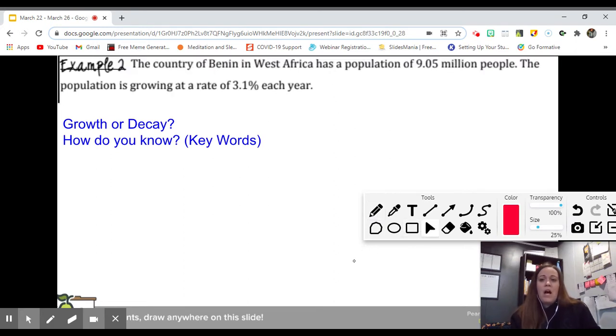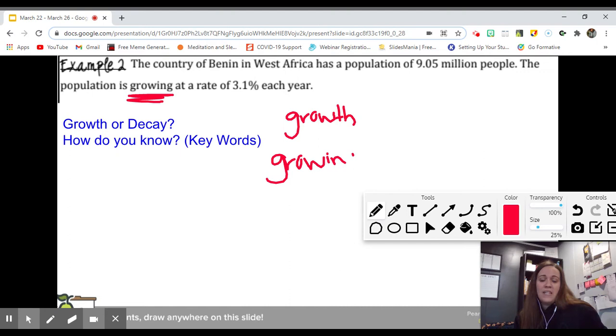Okay. Next one, example 2. The country of Benin in West Africa has a population of 9.05 million people. The population is growing at a rate of 3.1% each year. So this one was easy. It even has the word in it. So this is a growth. And my keyword there was growing at a rate. So my keyword was growing. So I know that this is a growth equation, or a growth function, or exponential growth function.